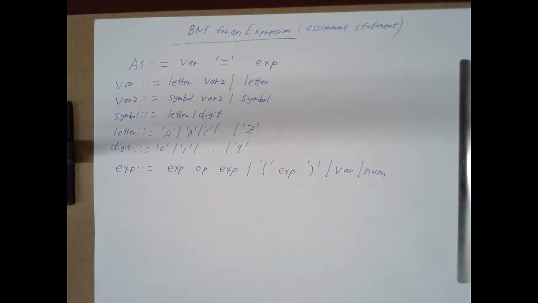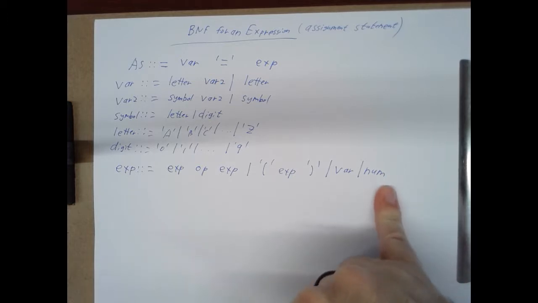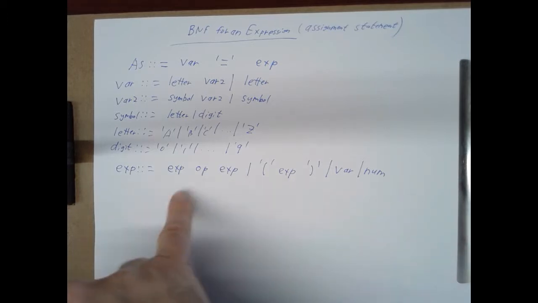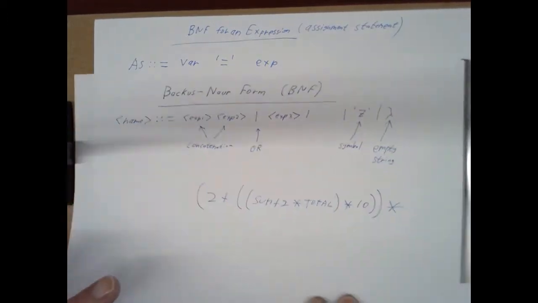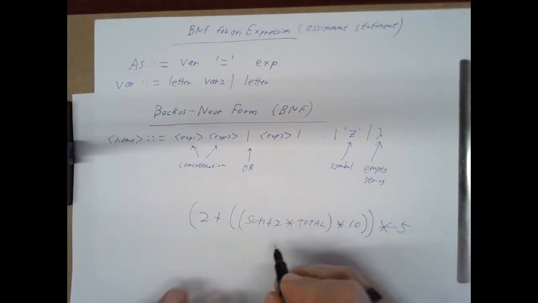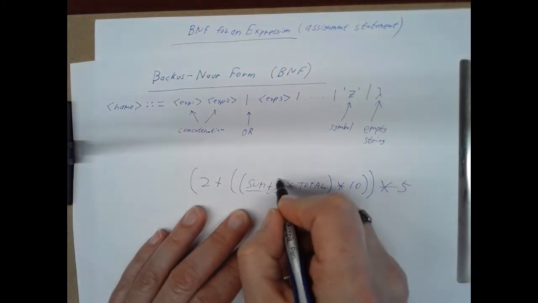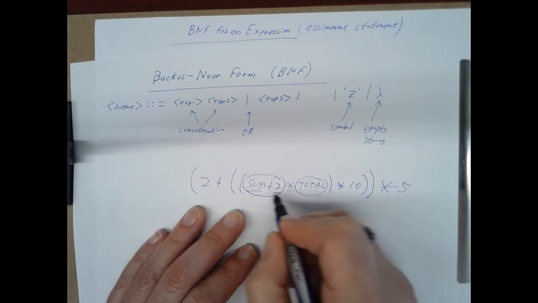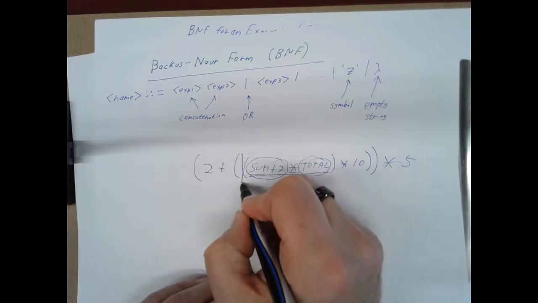So an expression could be just the name of a variable: sum, total, answer. Could be a number: 2, 5, 12, -6. It could be an expression inside parentheses, or it could be two expressions with an operator in between. And ignoring the recursiveness of this, right? This is an expression, an operator, and an expression. So this whole thing is an expression, followed by an operator, followed by another expression, makes this whole thing an expression. And an expression inside parentheses is also an expression.